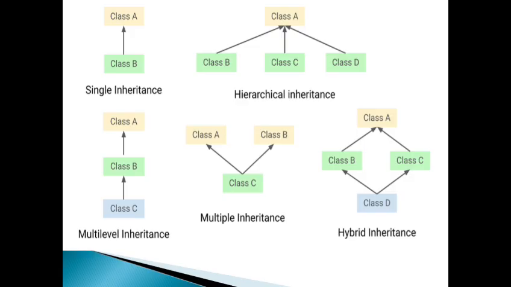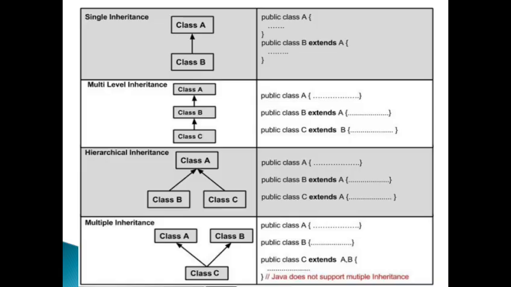Next is multilevel inheritance, that means the process of deriving a class from another derived class. Next is hierarchical: the process of creating several derived classes from one base class is known as hierarchical inheritance. Hybrid means a combination of more than one type of inheritance. It can contain multiple inheritance. This type of hybrid inheritance is not supported in the Java language.